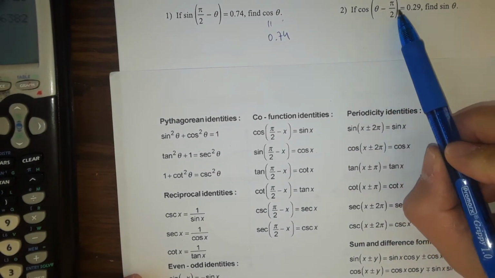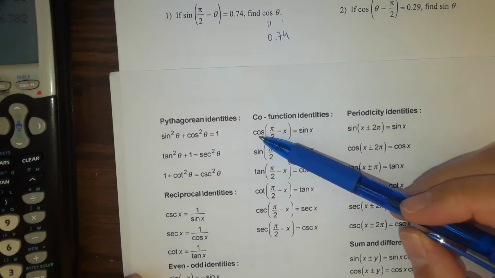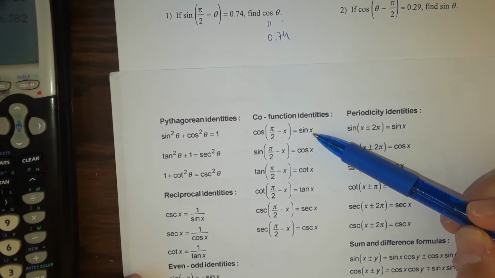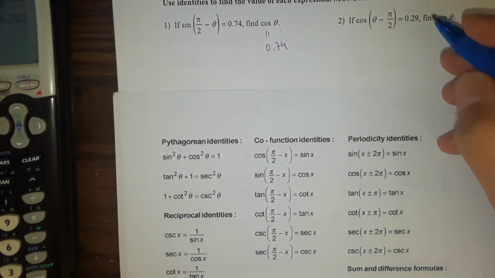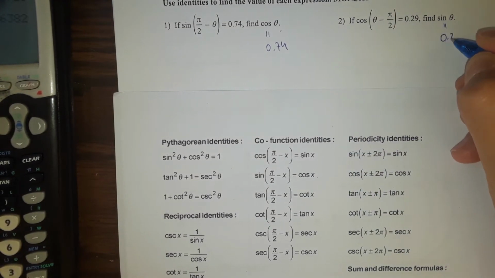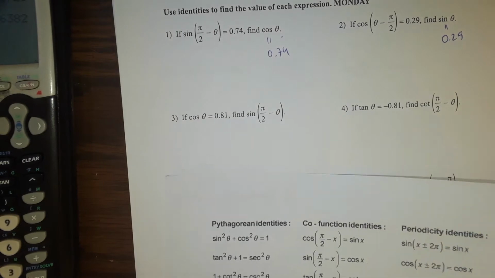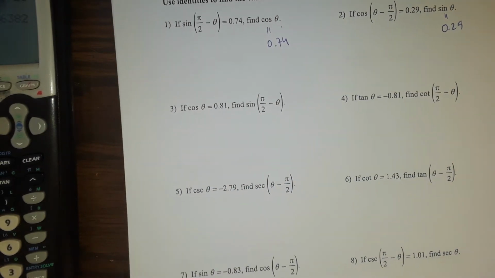Cosine of theta minus pi over 2. Cosine of pi over 2 is equal to sine of x. So we can use the same reasoning here, so this is 0.29. Okay, so that's for Monday.